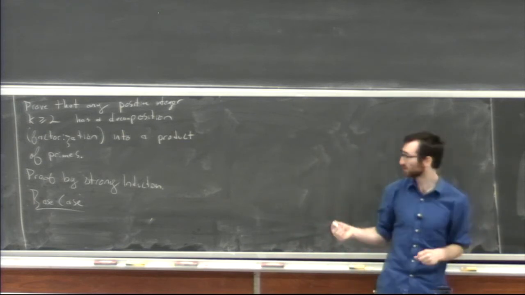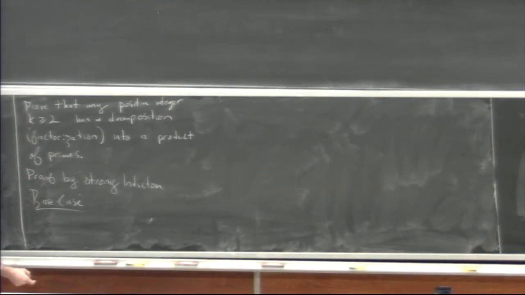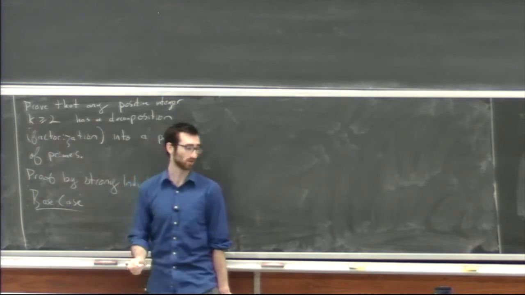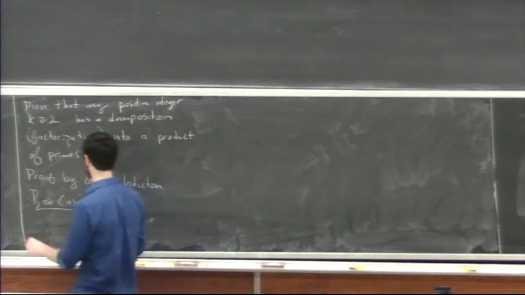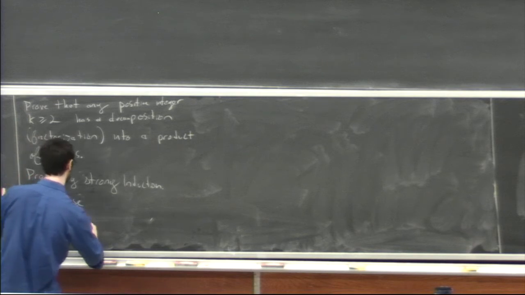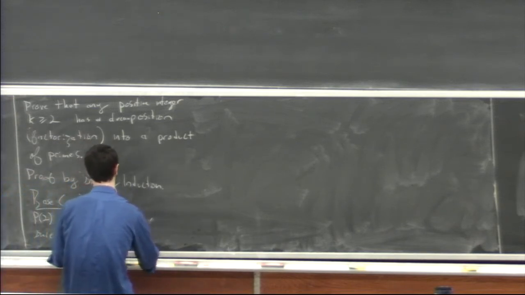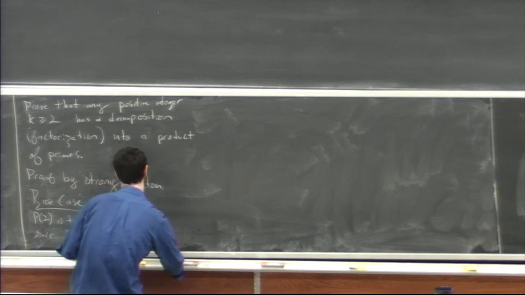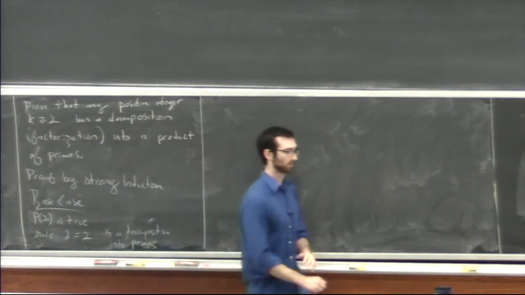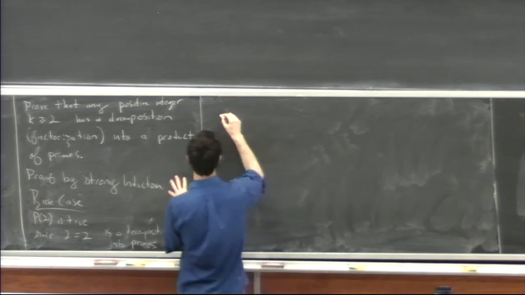Okay, so what we need to do next is we need to prove the base case. So prove that any positive integer k greater than or equal to 2 has a decomposition into a product of primes. And we're going to prove by strong induction. The first thing that we have to do is we have to set up a base case. The base case here should definitely be 2. So I want to show that 2 can be written as a product of primes, and that's pretty quick. Base case P of 2. P of 2 is true since 2 equals 2 is a decomposition into primes. Okay, so the base case is pretty straightforward. Next, we need to do the inductive step.